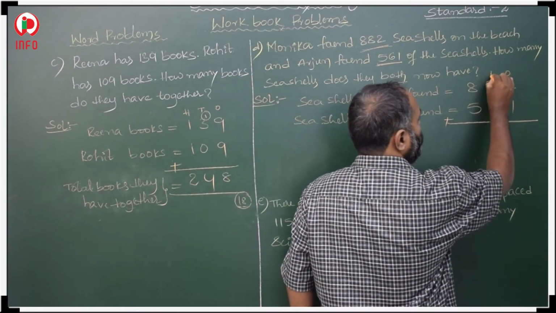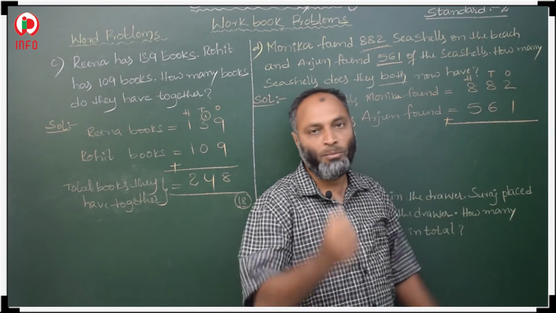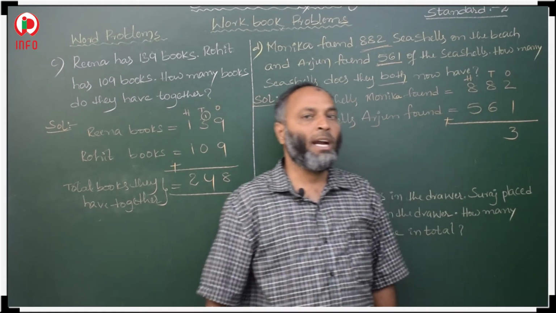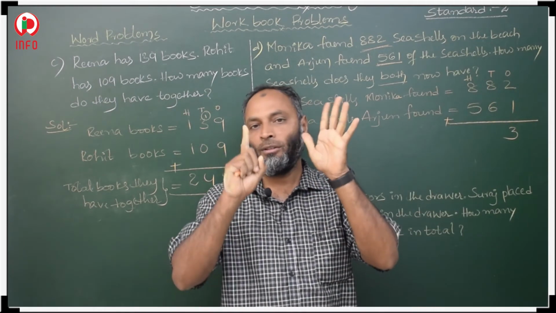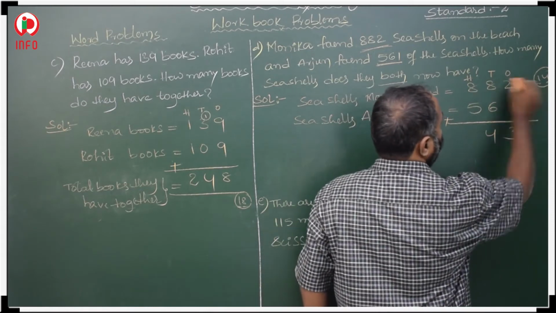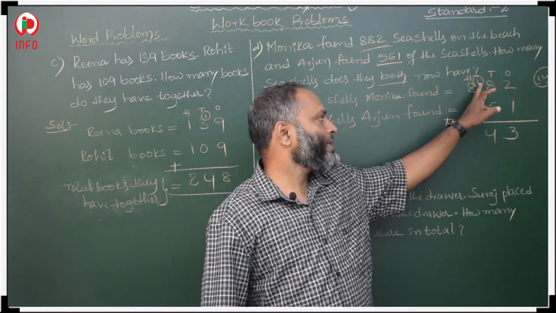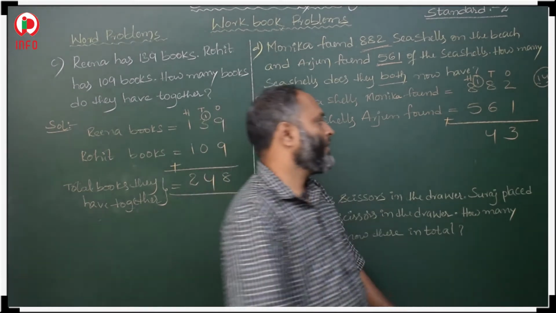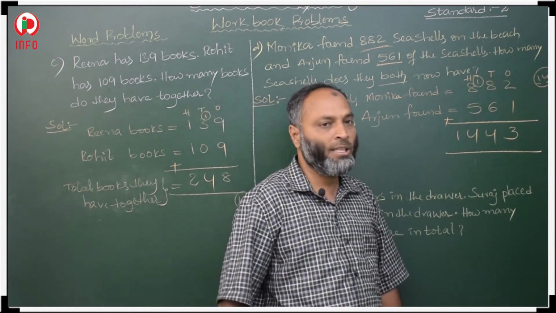This is our ones place, tens place and hundreds place. First we have to add the ones column. 2 plus 1 is 3. 3 we have to write in the ones column. Then after that we have to add the tens column. 8 plus 6: 8, 9, 10, 11, 12, 13, 14. 14 tens means 4 tens and 1 hundred. This 100 we have to carry over to the hundreds place. Now add 8 plus 1, 9. 9 plus 5: 10, 11, 12, 13, 14. Okay, 14. 1443 is the number of shells they found together.